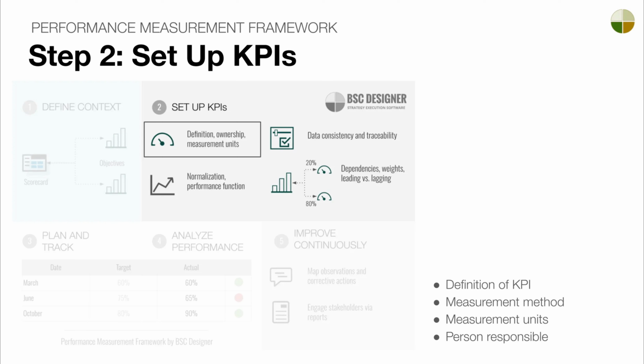Step 2. Set up performance indicators. A conceptual KPI definition is just the beginning. Next, we add details to make metrics specific and consistent. KPI setup includes clear definition, chosen measurement method and units, assigned person responsible for tracking.